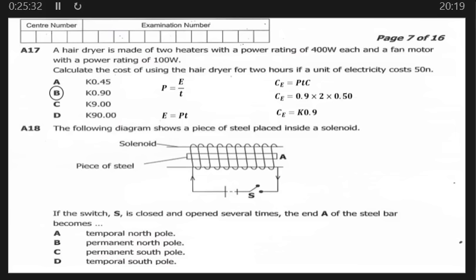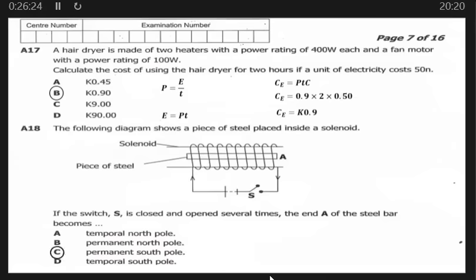So what you should know is that whenever current flows into the coil, and inside the coil there's steel or some metal placed there, then that metal becomes a magnet. Now, according to the thumb rule, when you curl your fingers in the direction of current, these arrows here represent current, then your thumb points to the north pole or the south pole of the magnet that will be formed, meaning that side A will actually be the permanent south pole. So our answer is C.